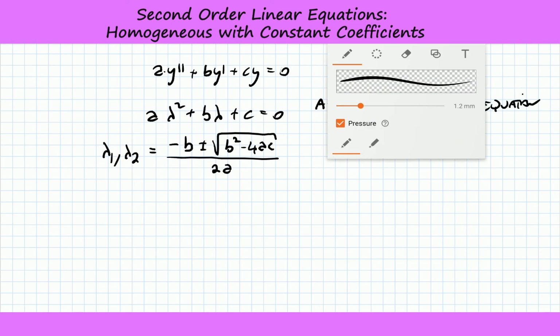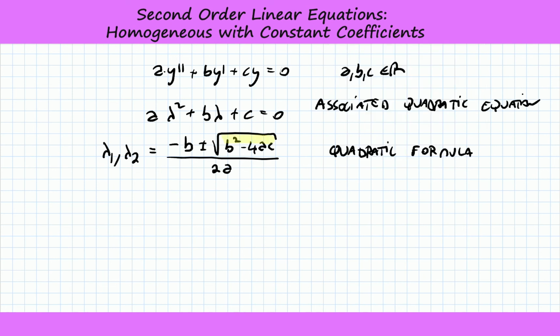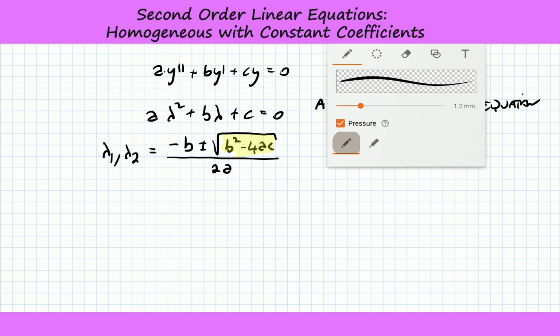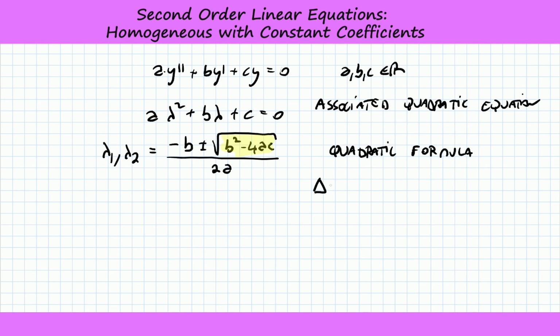And what's important here is this quantity that is under the square root, which is usually denoted by this capital Greek delta. So b squared minus 4ac. This is called the discriminant, because it discriminates between different types of solutions of your quadratic equation. And now we're going to describe what happens in each of the three different cases that might present.